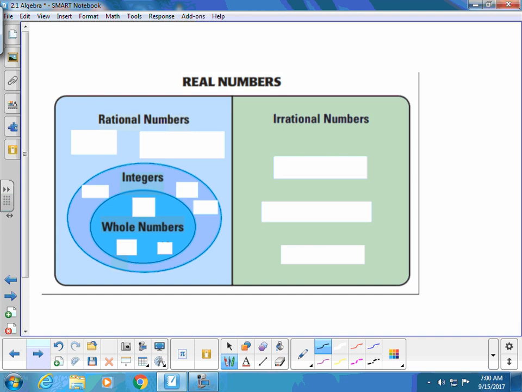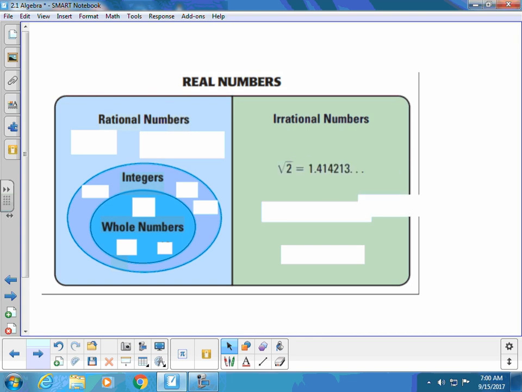All right, I have this cool little chart. You don't need to write anything down right now, but I want you to look at it. Basically, it says real numbers are all numbers that are rational, integers, whole numbers, or irrational numbers. So it's like an umbrella term for all of the others. And I'm just going to uncover some examples.